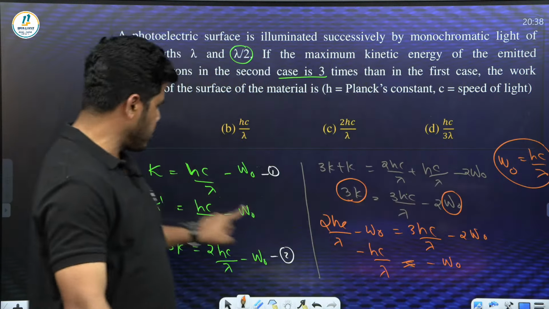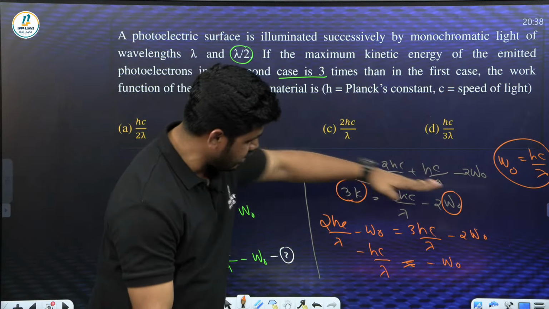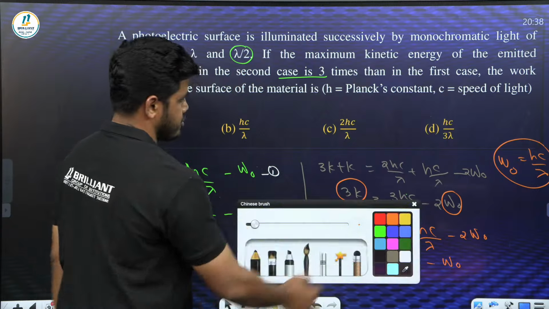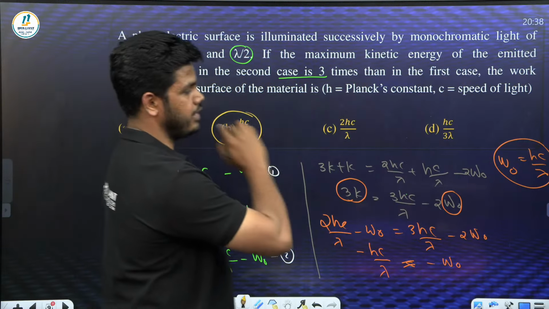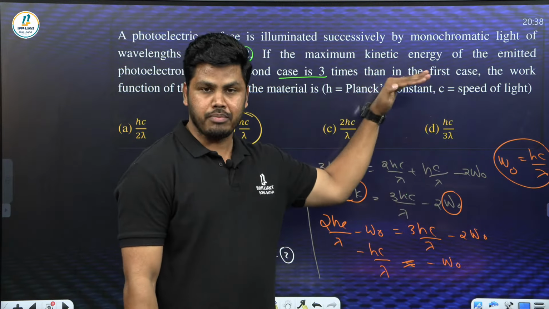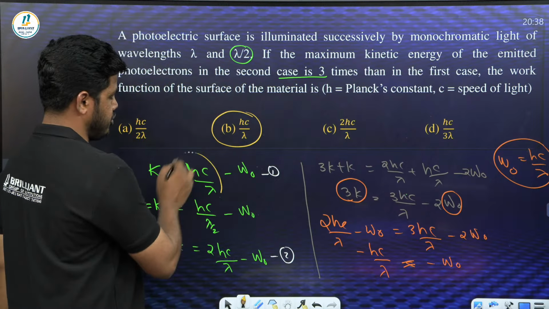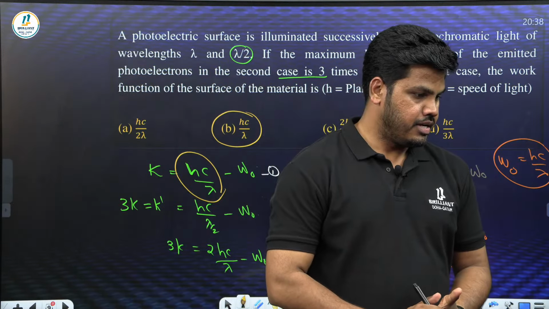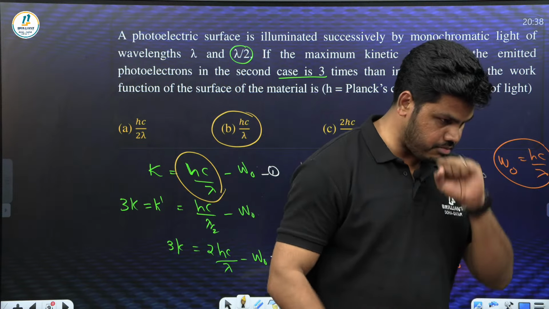We just solved these two equations in different ways. You can solve those equations however you like. I just added them up, equated the 3K value, substituted and simplified. The work function is obtained as hc by lambda, which is option B. The point to remember here is that when you change frequency into wavelength, the h nu term should be converted to hc by lambda. Yes, exactly, flip-flop. Right, Sanjay.